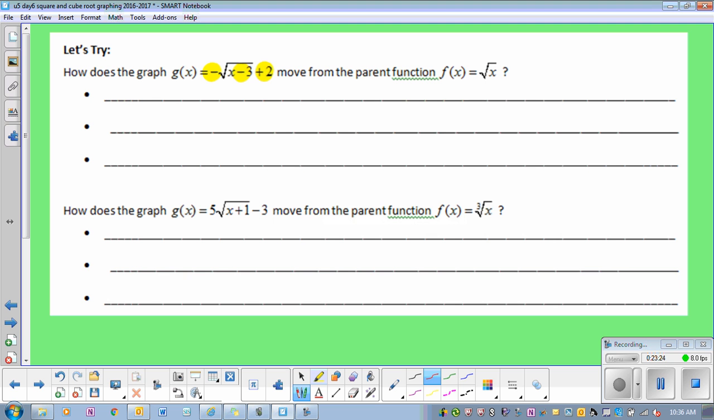First off, that plus 2 on the outside, what did that tell me? Up 2. Okay. Now what about with the x? The x minus 3. Right 3. And then what about that negative in the front? Flips or reflects? Good. I'm totally okay with you writing flips, but I'm going to write reflects.